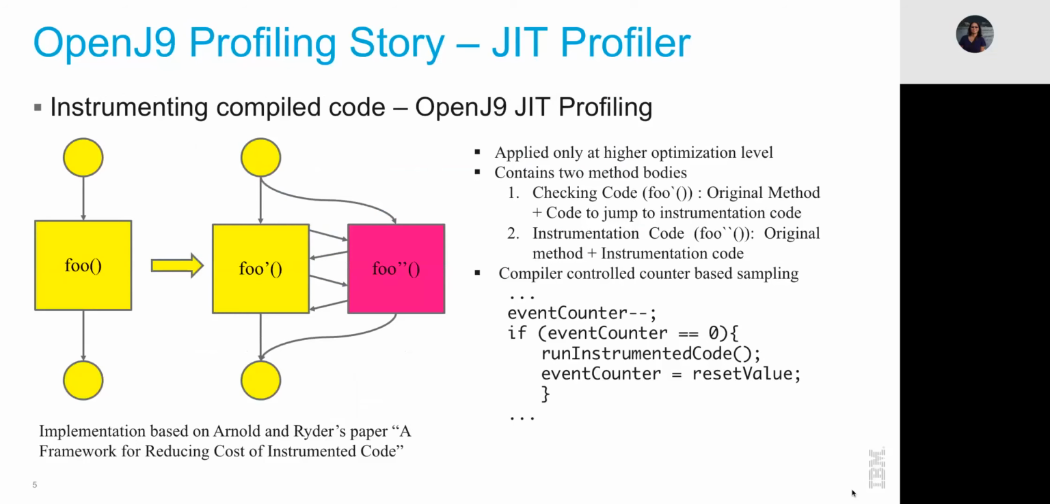After certain transitions between these two method bodies, recompilation is requested so that a compiler can use the data that is generated by the instrumentation code to optimize the method body. Detailed information about this implementation can be found in Arnold and Ryder's paper, a framework for reducing cost of instrumented code.